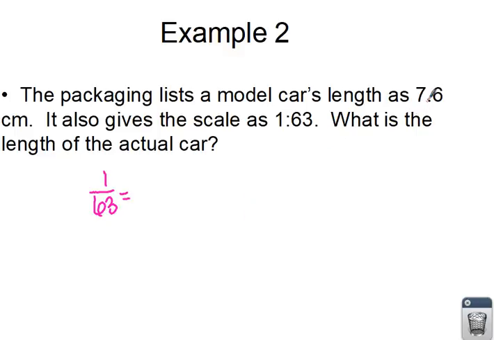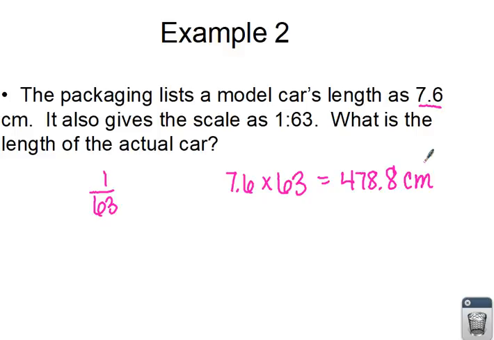All right, they give us the model car length of 7.6 centimeters. So that means it takes 63 of the 7.6 centimeters to make the big car. So I'm going to take 7.6 times 63 and figure out the actual length of the car that the model is supposed to be like. So that would be 478.8 centimeters. Now you're saying, that's cool, that's great.